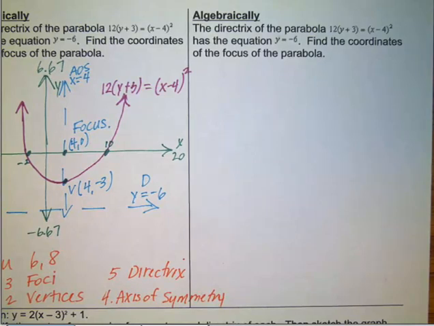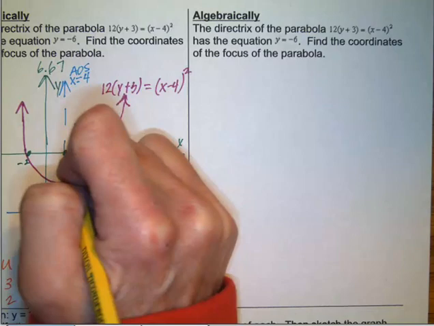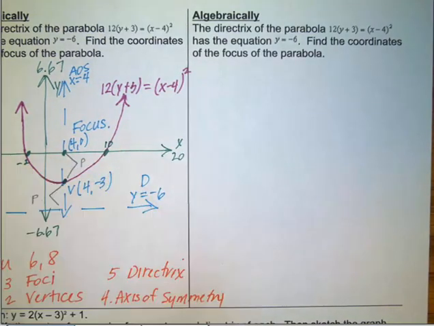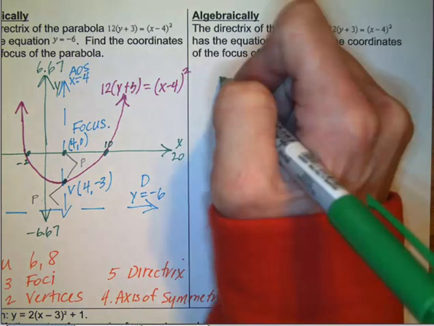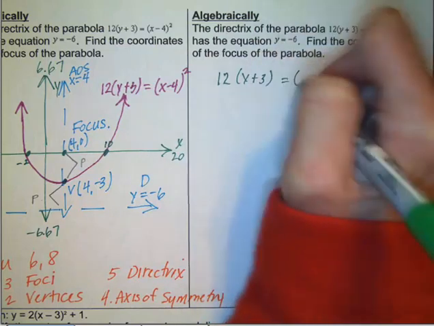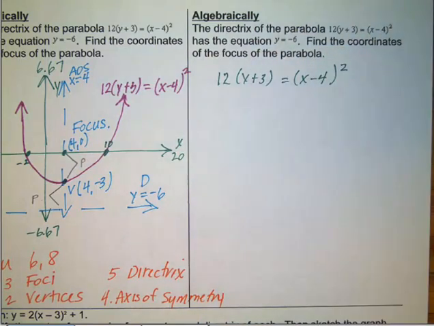And then we need to find the vertex and the p-value to find the focus, because remember, from here to here, that's your p-value, and so is from here to here, that's your p-value. So that's what we're going to do on this other side. So let me grab a pen. So we have 12 times y plus 3 equals x minus 4 squared.